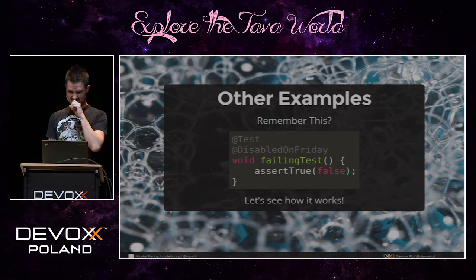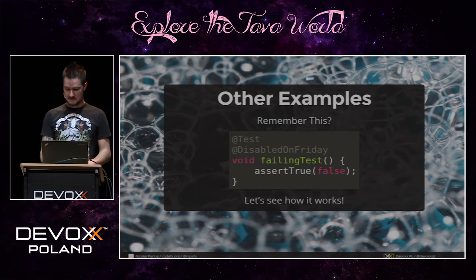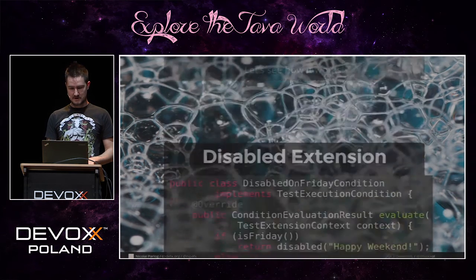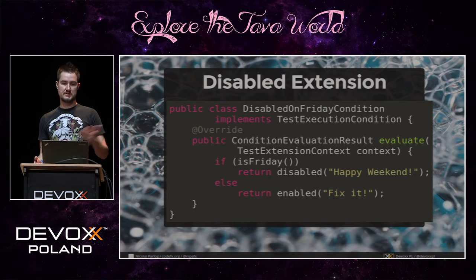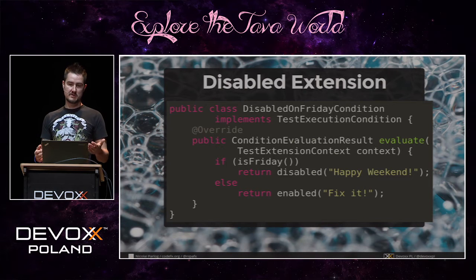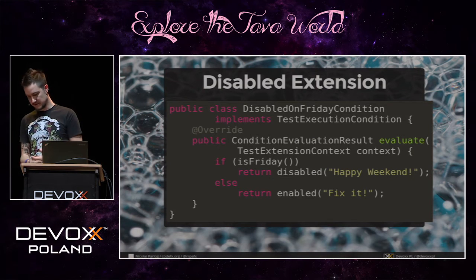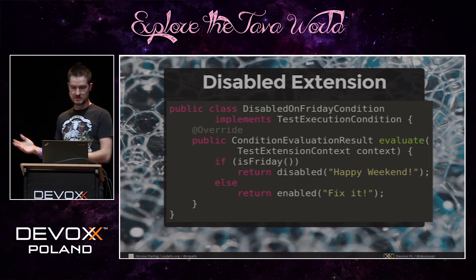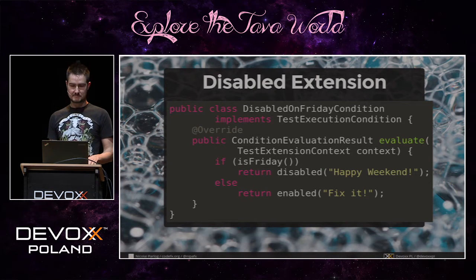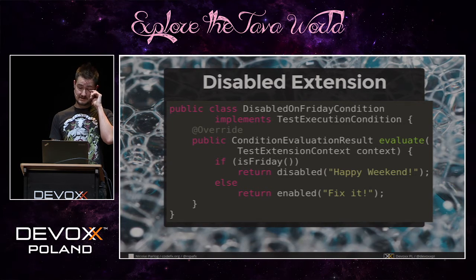So remember this? How would that work? And now we know a little bit more than before, and it turns out it's not that hard at all. There's an extension point for test execution, and we just implement that point, and when the evaluate method calls us and asks us, look, this is everything I found about the test method, do you want to run it now or not? We just check whether it's Friday, and if it is, we disable the test. And this disabled method is a static factory method on ConditionEvaluationResult. So we just call that, and otherwise, every other day of the week, we enable the test, and tell our developers to fix it.